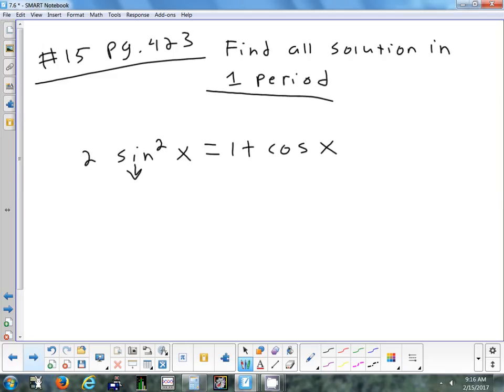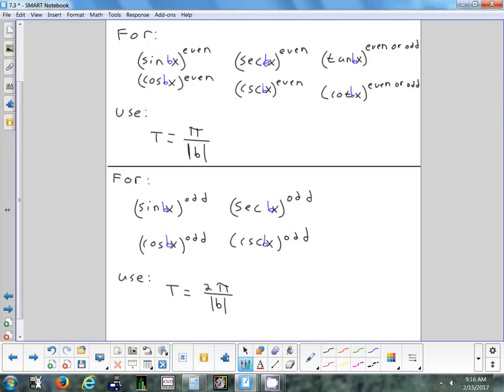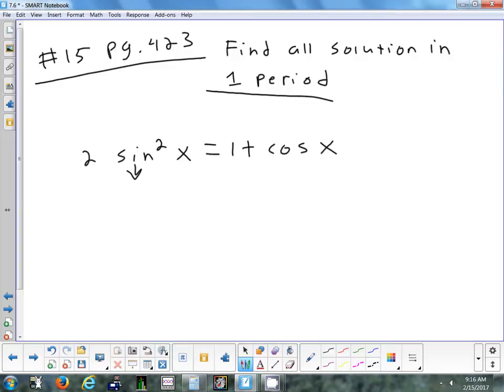Let's find the period of sine squared. What's the formula you use for sine to an even power? Pi over the absolute value of b. Yep, pi over the absolute value of b. What's b in this case? It's just a 1. So what's pi divided by 1? Pi. So the period of that is pi.